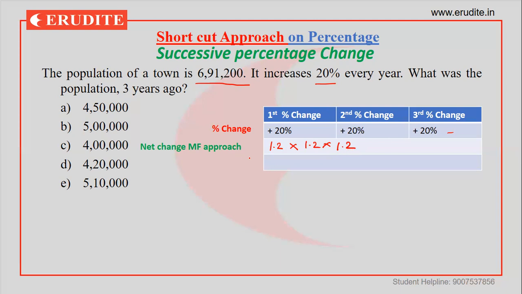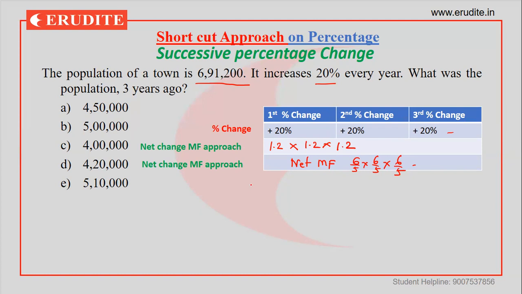If I take another approach for this net multiplication factor, which is nothing but the fractional approach, 1.2 we can write as 6 by 5. So the net multiplication factor is nothing but 6 by 5 into 6 by 5 into 6 by 5. After that, we need not calculate more.